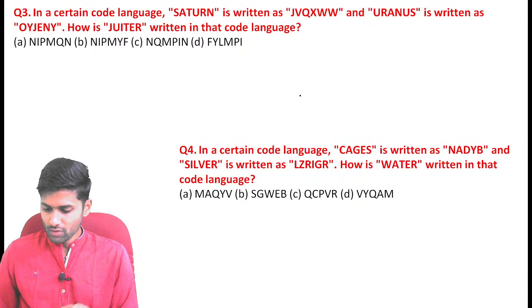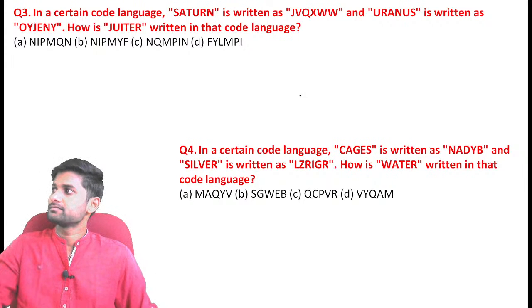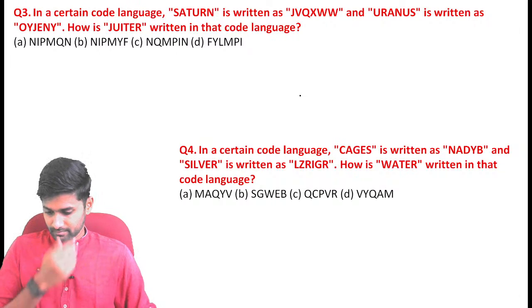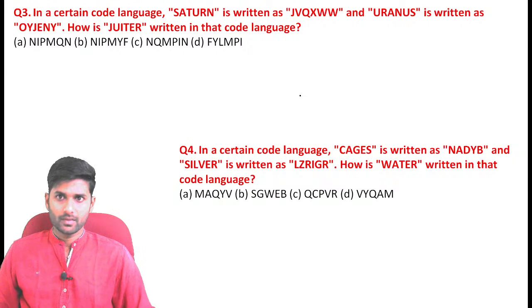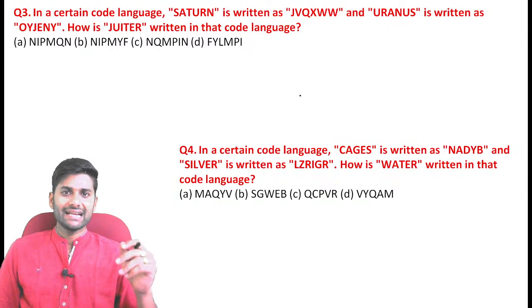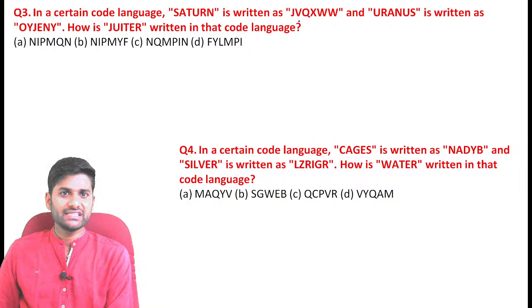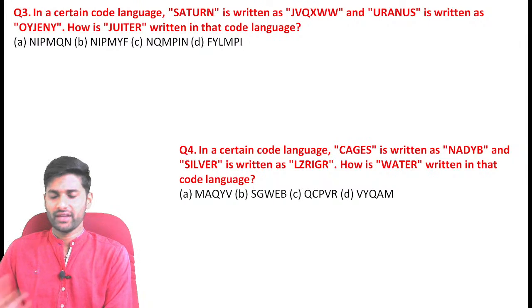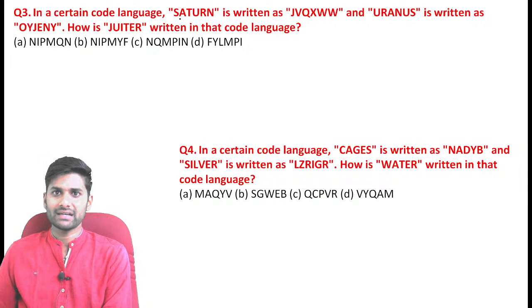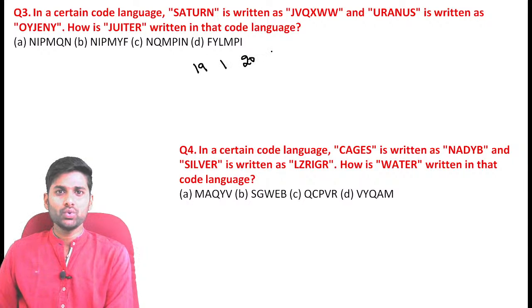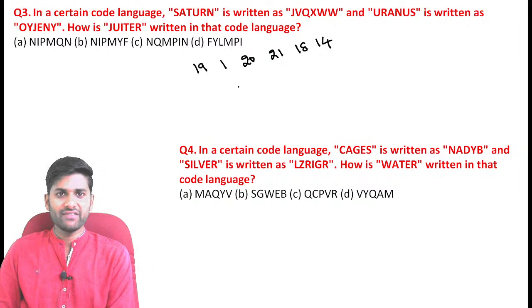Next, a coding and decoding question. Now see, in a certain code language, Saturn can be written as JVQXWW. For any coding and decoding, I clearly mentioned that you should convert the alphabets into numbers. That is the most important part. S is 19, guys. A is 1. T is 20. U is 21. R is 18. N is 14. Now see the converted values.